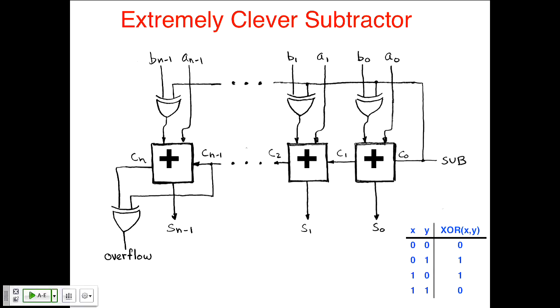So if we're doing an add, this line will be 0. You won't add a carry in here. And these XOR gates won't do any inversion. The value just passes through unchanged. If we want to do a subtract, we set this line to 1. That feeds a single bit into the carry input and also inverts B. So effectively then you're adding A plus minus B. So that's how you build an adder-subtractor unit.